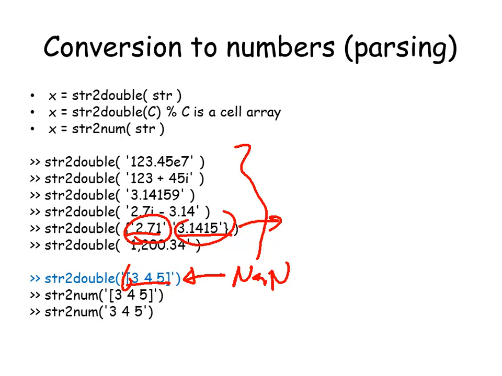With str2double, if you provide a vector in the string, you'll get not a number. Okay, so str2double is not as powerful as str2num. It expects a single number in quotes or in a string. If you provide something more than that, it will give you NaN, not a number, because it cannot handle it. If you want to parse more than one number, you should be using the str2num function.